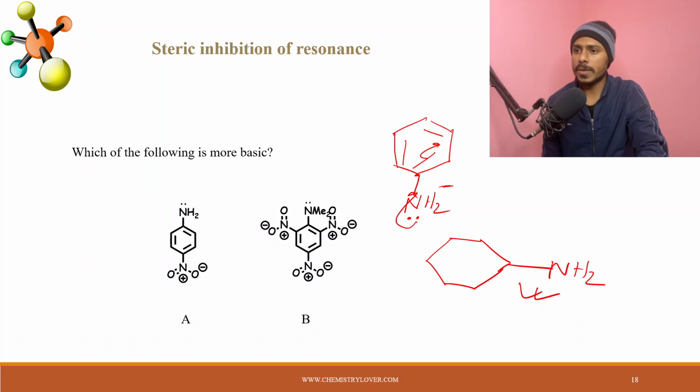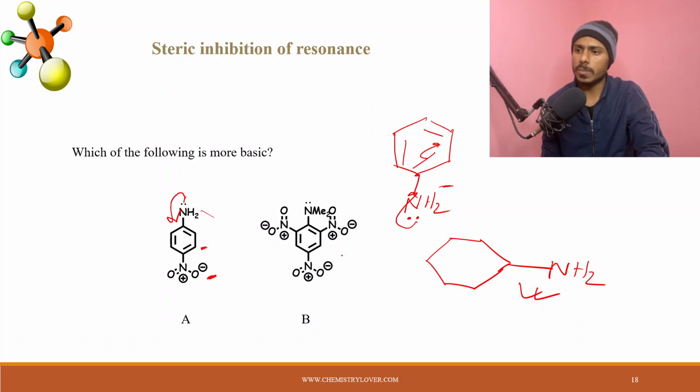And what happens when you introduce a nitro group in the ring? The basicity will decrease even more because of the minus R effect of the nitro group. So even more delocalization of this lone pair will take place into the ring. So it will be very less basic.